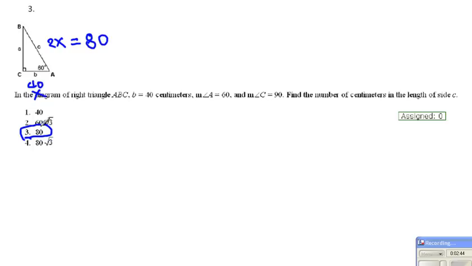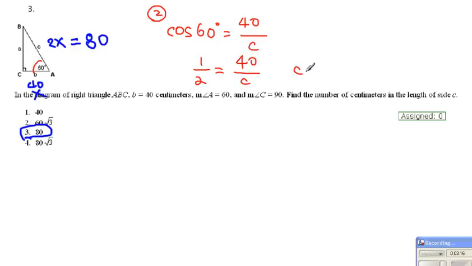Now, another way of solving this question would have been something like this. Since we have the angle 60, cosine of 60 degrees is equal to B over C. In other words, we have 40 over C. That would have been our second method. Now, the cosine of 60, if you remember, is 1 over 2. That's equal to 40 over C. So by cross multiplication, we will realize that C is equal to 80. So we could have actually used trigonometry, which we have done in Algebra 1 class.